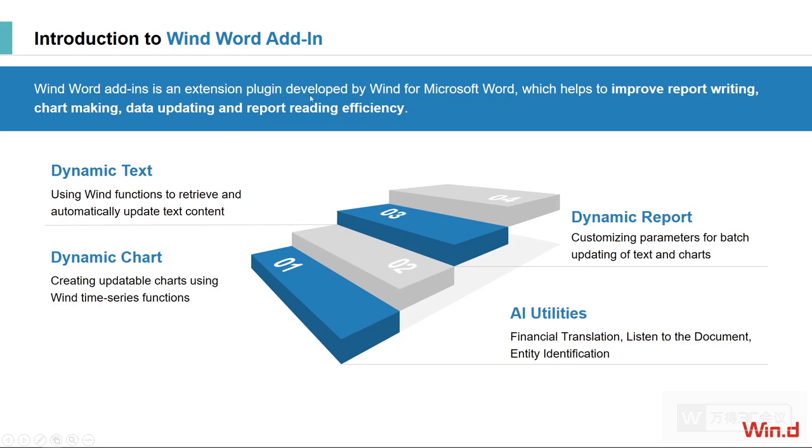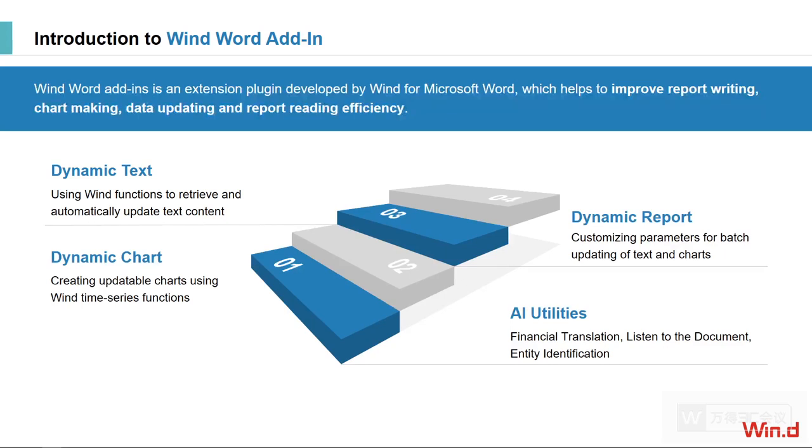Let's introduce the Wind Word add-in. This handy extension, developed by Wind for Microsoft Word, enables us to connect to the Wind server right from within Word. It allows us to update text and charts in real time, create dynamic template reports, and use AI power utilities to boost both document writing and reading efficiency. With the Wind Word add-in, the days of manually extracting data are over. This powerful tool is designed to transform your word processing experience, revolutionizing how you approach report writing, chart creation, data management, and report reading with seamless efficiency that you will wonder how you ever managed without.